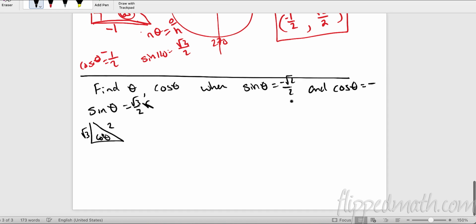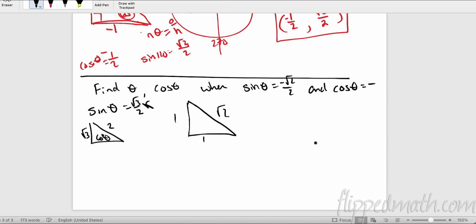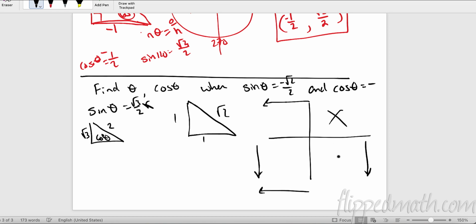Radical 2 over 2 is a little bit trickier, but not much. I know for this to be a radical 2, it's got to be 1, 1, and radical 2. So I know I'm using 45, 45, 90. Now let's talk about where it is. Sine is negative, so that means I have to go down. My y value has to be negative. My cosine is negative. That means my x value has to go to the left. So it's not here. It's not here. It's not here. It's in this quadrant here because cosine is negative, sine is negative.